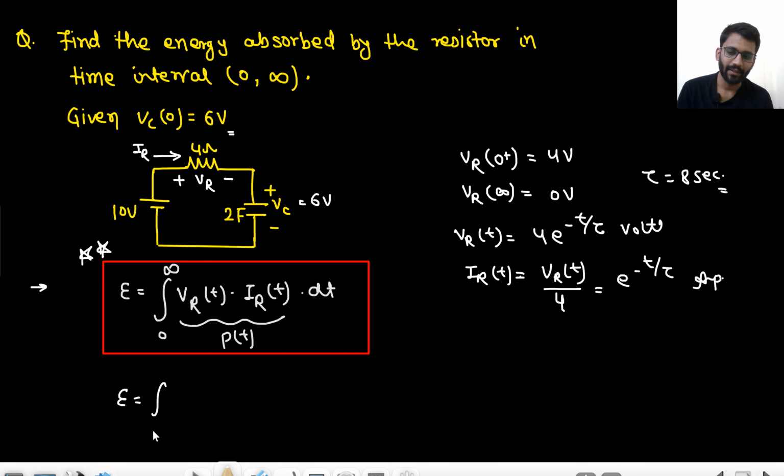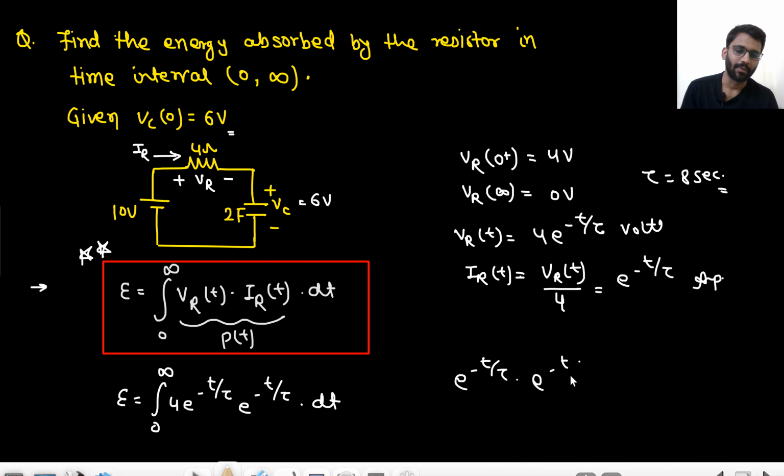So now here I can write 0 to infinity. What is the value of VR? That is 4 into e to the power minus t upon tau. What is the value of IR? That is e to the power minus t upon tau dt. Now e to the power minus t upon tau into e to the power minus t upon tau. What will happen? e to the power minus t upon tau whole square. Now this square will come here, so it would be e to the power minus 2t upon tau.